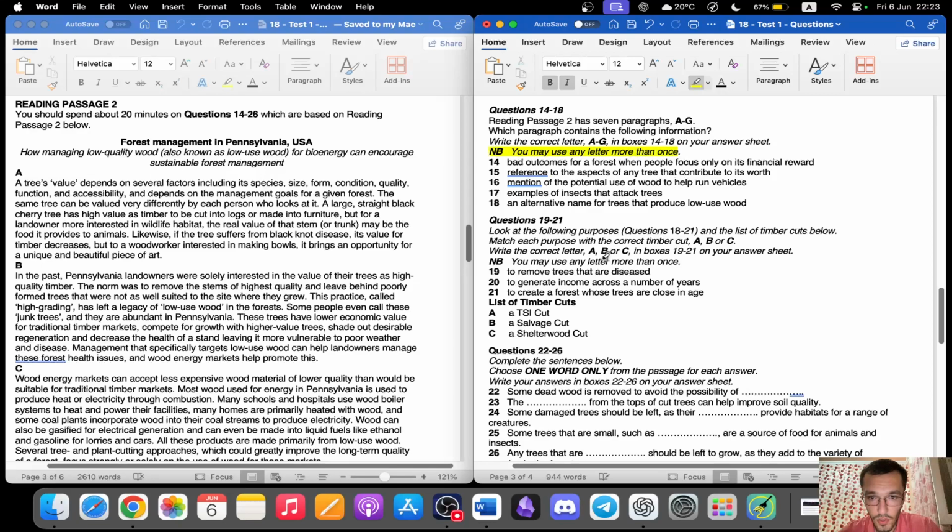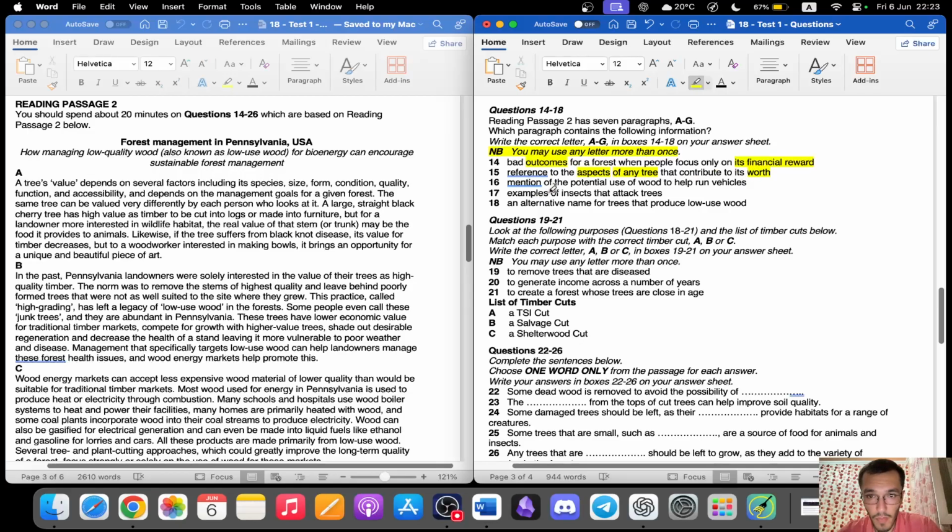We have matching features. You may use any letter more than once. Bad outcomes. Outcomes means results, for a forest, when people focus only on its financial reward. Reference to the aspects of any tree that contribute to its worth. Aspects of any tree means any tree, good or bad, still is worth something, right?